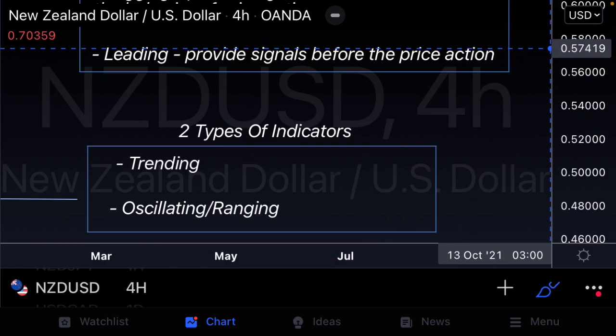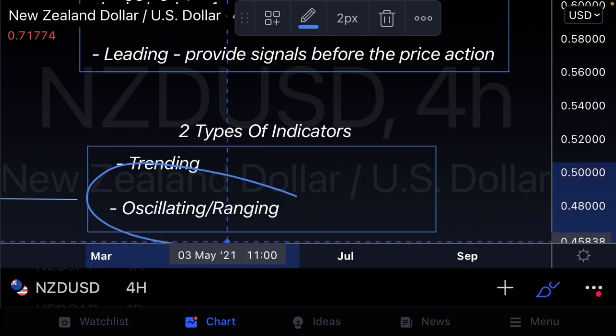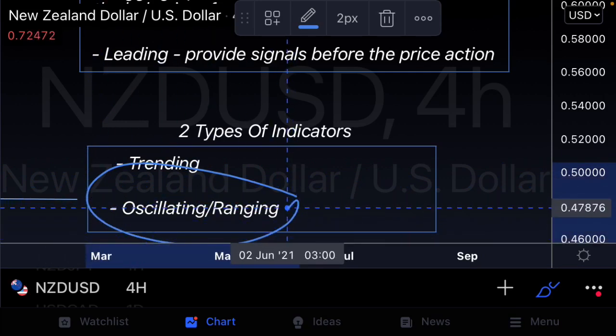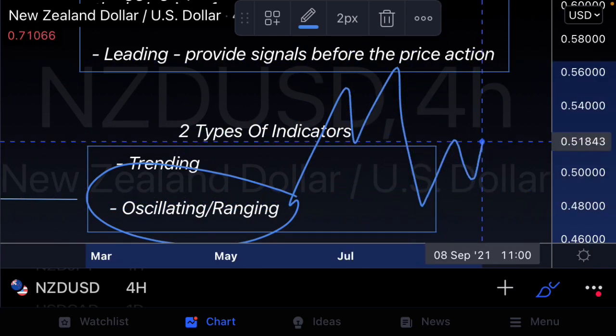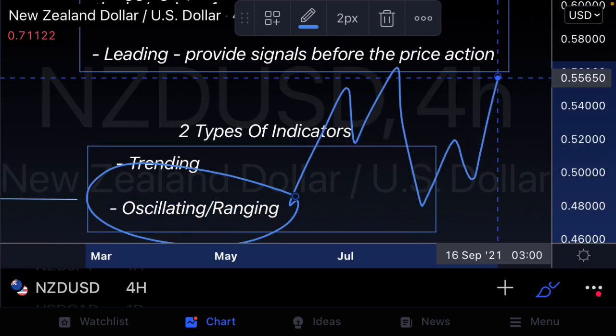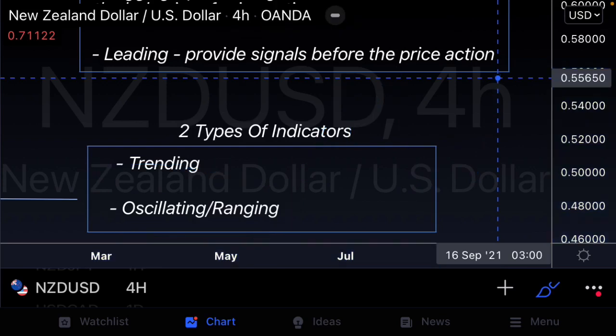Or we could say a nice example of an oscillating or ranging indicator could be something like our RSIs or our MACDs or our oscillators. Those types of indicators that give us those nice overbought, oversold conditions are beautiful oscillating indicators, or indicators that help us trade and identify ranging price action.